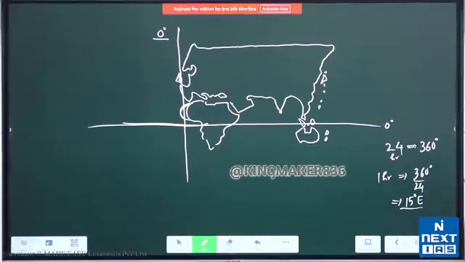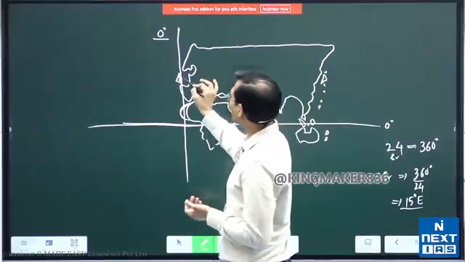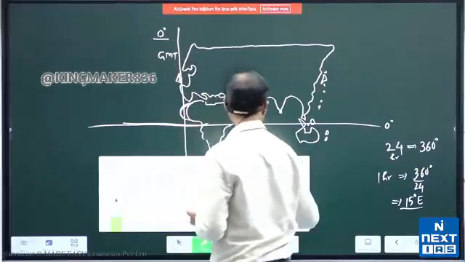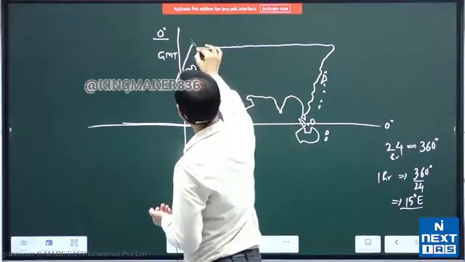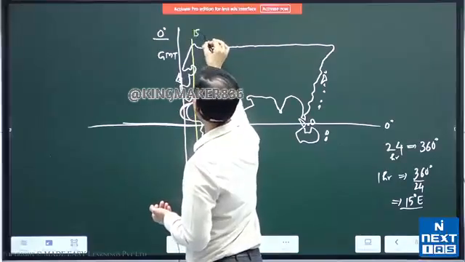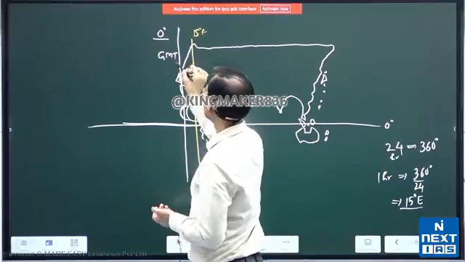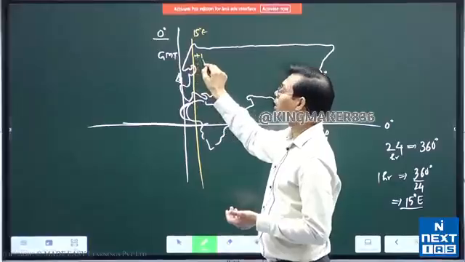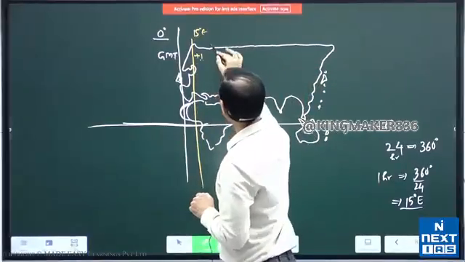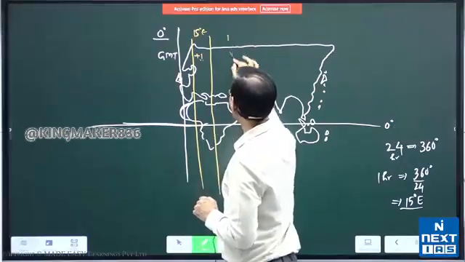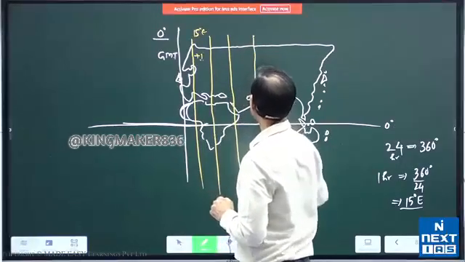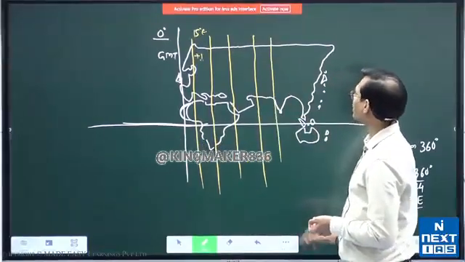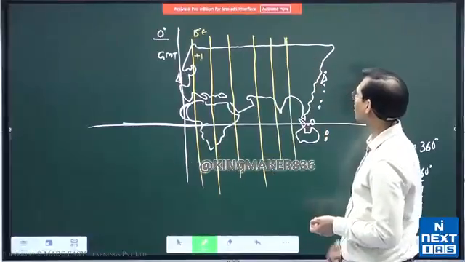So whatever time on this line, prime meridian, it is GMT. Suppose we draw a longitude here. It is 15 degree east longitude. Then what should be the time here? Plus 1 hour to the GMT, or minus 1 hour? Plus 1 hour to the GMT. Suppose GMT is 12 noon, it will be 1 PM. Correct? Similarly, 30 degree plus 2, 45 degree plus 3, 60 degree plus 4, and similarly 75 degree plus 5 and 90 degree plus 6.